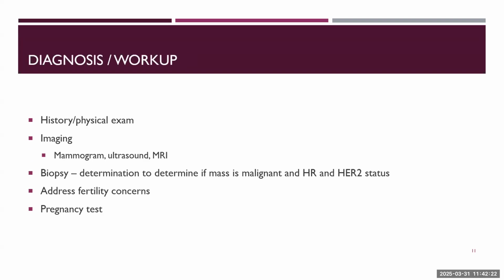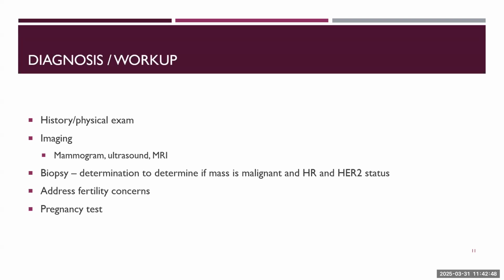So how do we go about diagnosing patients who might have breast cancer, and what does their workup look like? At baseline, we should be getting a history and physical exam. As far as imaging, mammogram is going to be our gold standard for screening, but we also will need this to work up a patient, potentially with an ultrasound and an MRI.